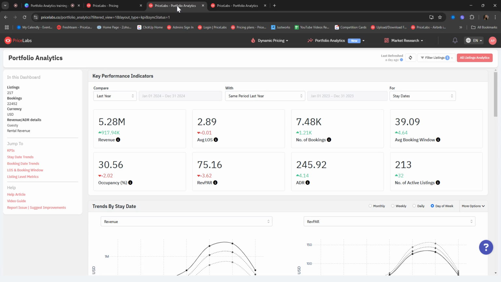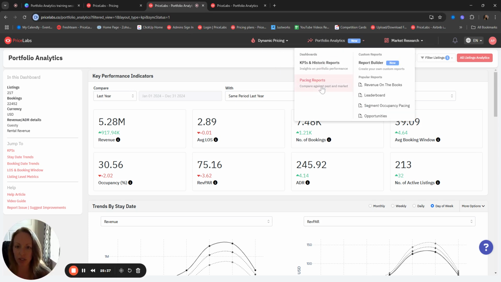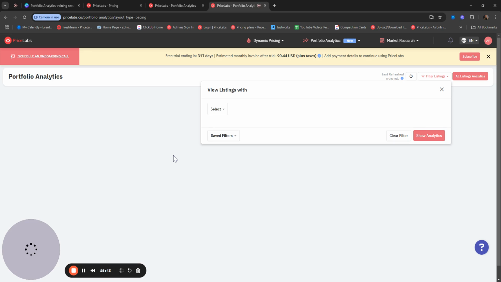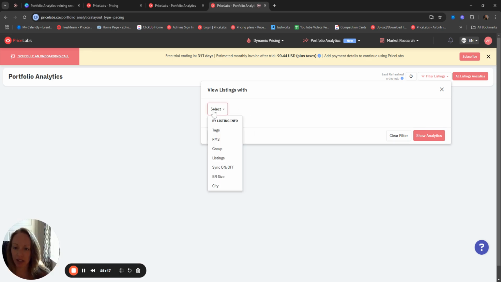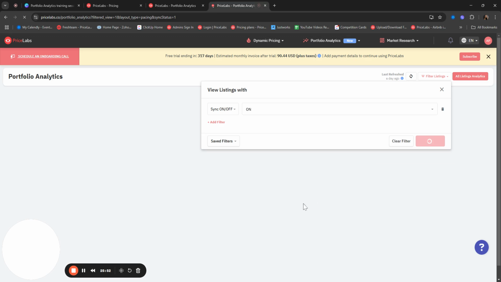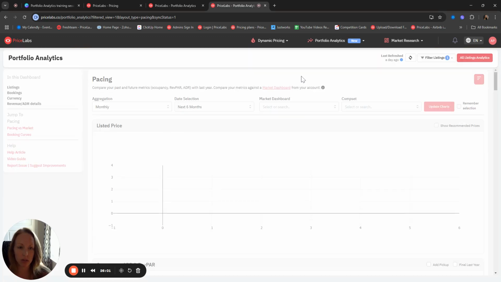Cool. Now we're getting into the pacing reports. And again, just like any good cooking show, I'm going to show you how you get there. You click on pacing reports, it will load within the same window. But I already have it open here. I am again going to do sync on and show analytics. So now you get to see how that loads. Cool.